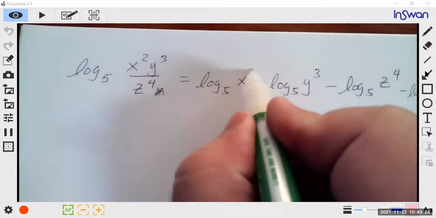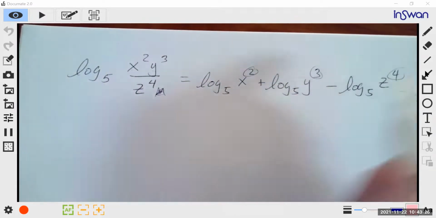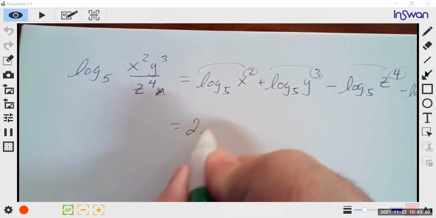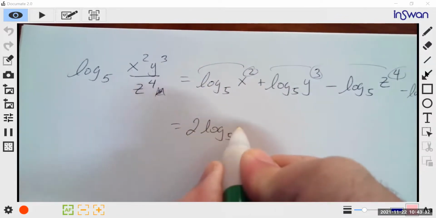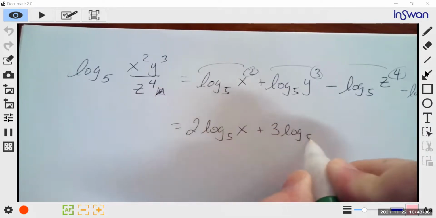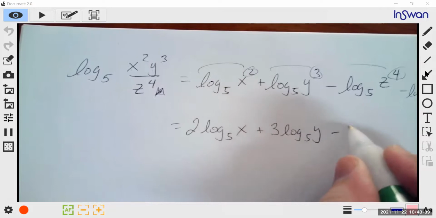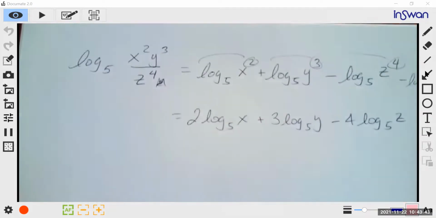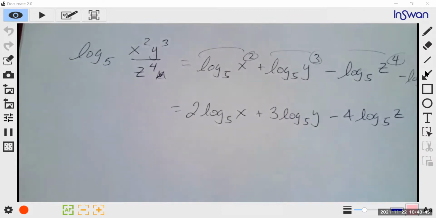Oh, we're not done yet because we have exponents. We can't have exponents. They have to go in front. And there's your answer.